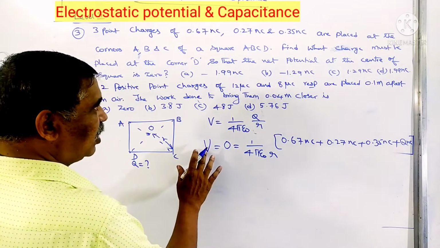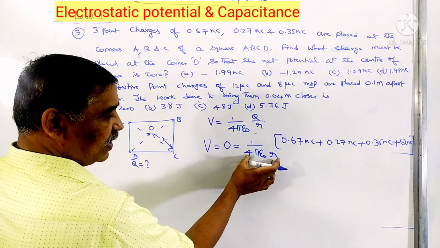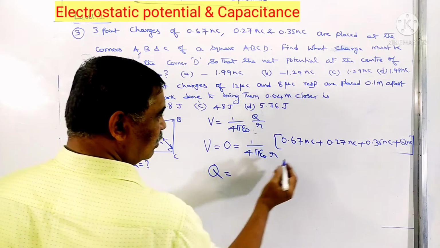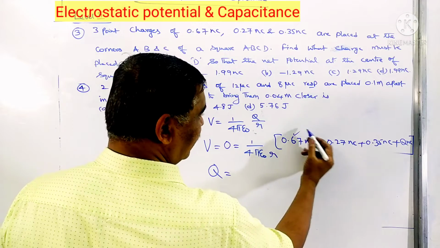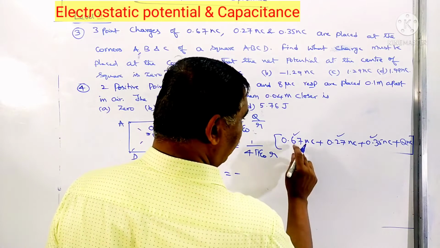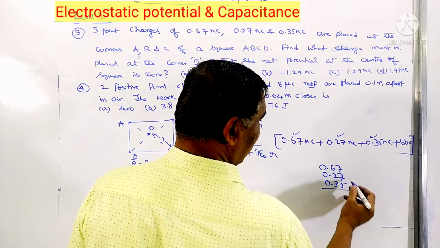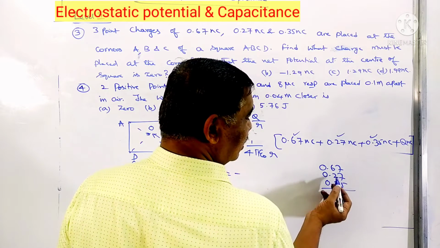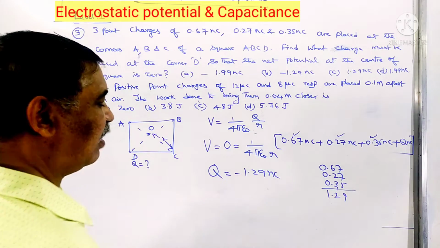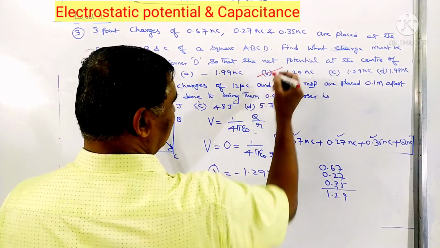Now the resultant potential, so the net potential at the center of the square is 0 is given. So I made it 0. Bring this complete term to left hand side, 0 into this much becomes 0 itself. Now we have Q is equal to, Q I retain. The rest of the things you transfer them. Add these 3 charges. When they move to right hand side, they become negative. 0.67, 0.27, 0.35, and this is 1.29. So 1.29 NC is the answer along with negative sign. So that exists in option B. So B is the answer for this question.